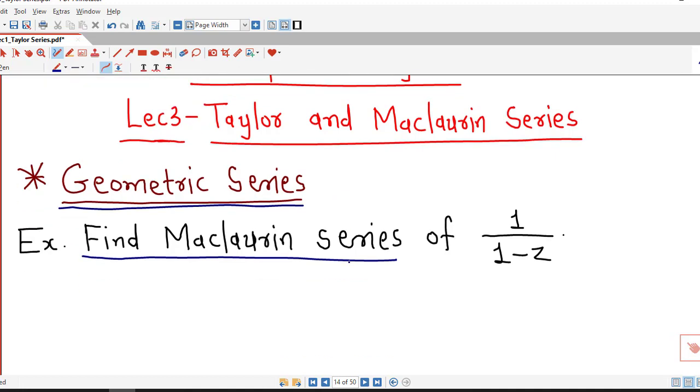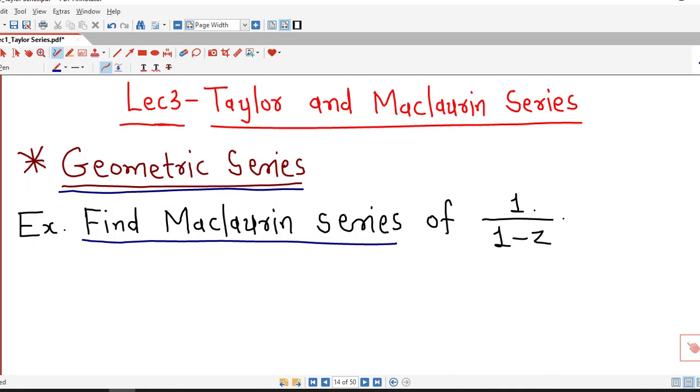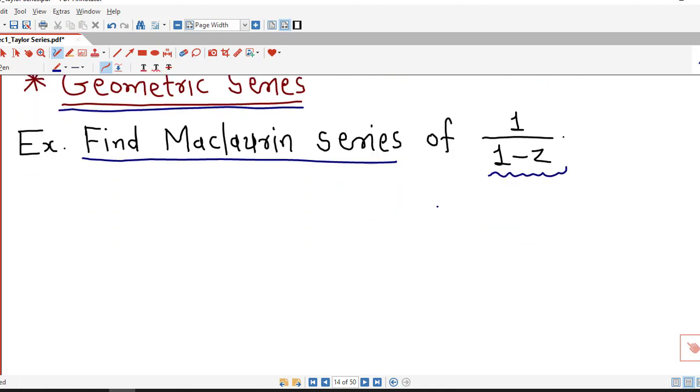So this is the example in which we have the function 1 over 1 minus z, and we will show that this function has a Maclaurin series, which is the geometric series in complex variable z. As we know, first we have to decide the validity of the Maclaurin series. That is, we have to decide the region in the complex plane in which this function has a Maclaurin series.